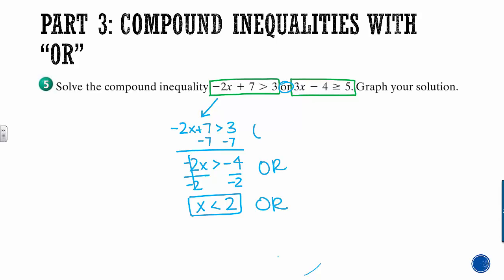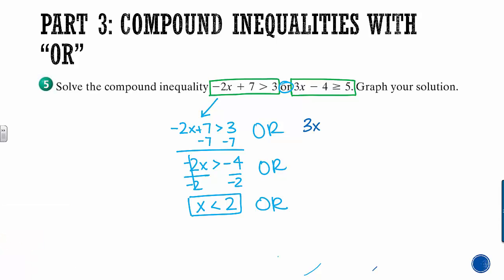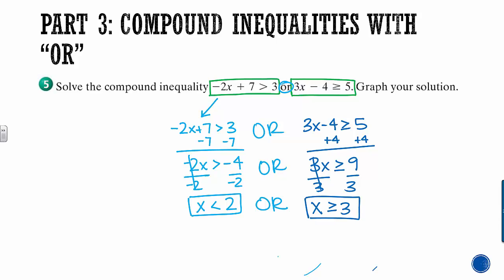Or I have this other equation over here. So if I add 4 to both sides, we get 3x is greater than or equal to 9. And if I divide both sides by 3, x can be greater than or equal to 3. So there's my two options. And when I go to graph this, hopefully they should go out. If they go in and meet in the middle somewhere, we did something wrong.